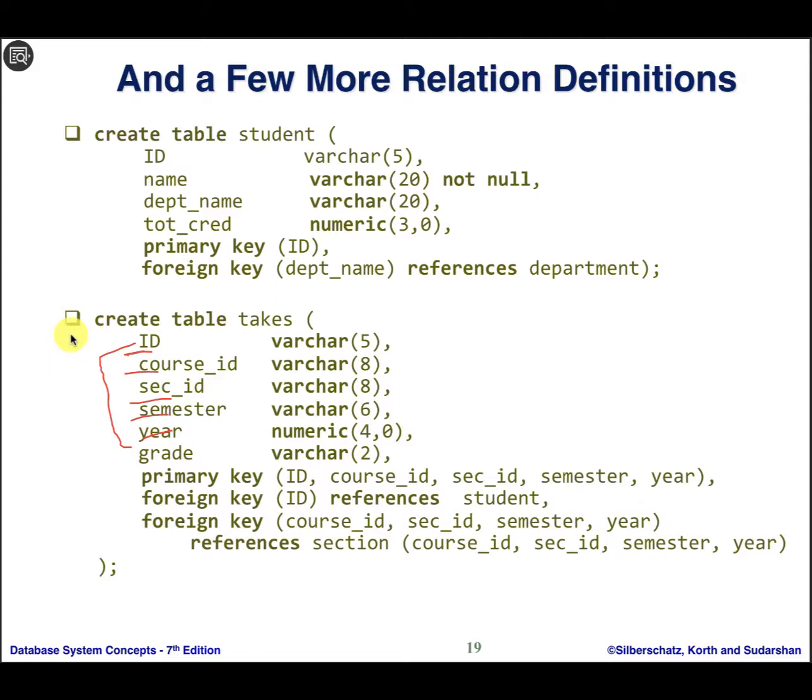It's going to be to the relation section. The relation section contains section ID, course ID, semester, and year. Since we have more than one attribute here, and those are going to be like a reference to what? To an attribute in another relation, and that attribute has more than one primary key. So in this case, you have to specify that.